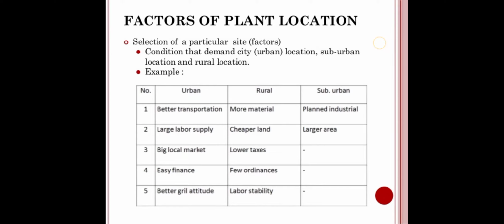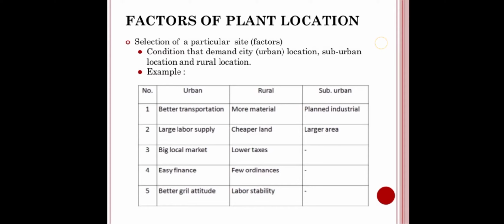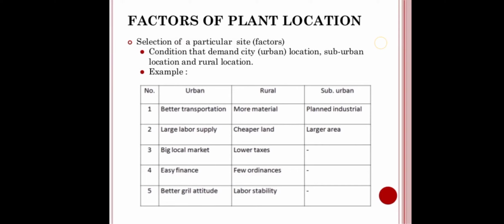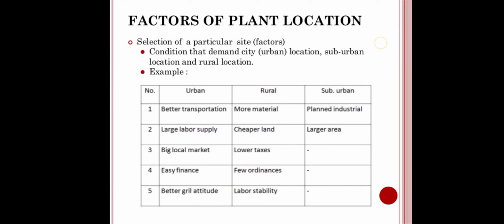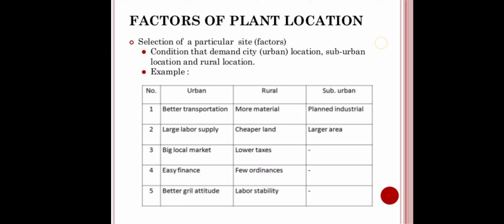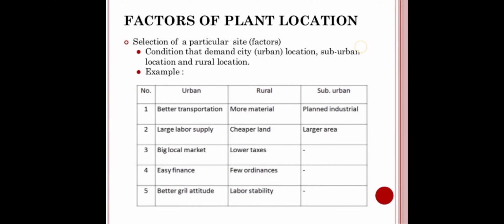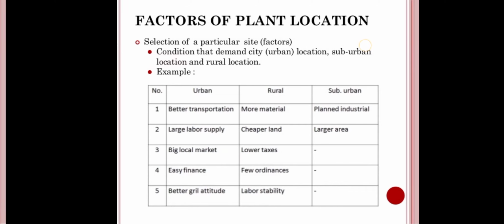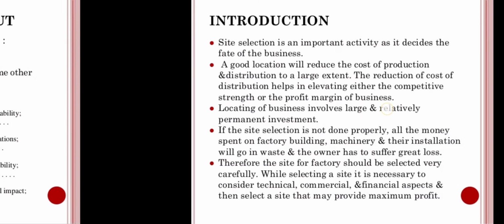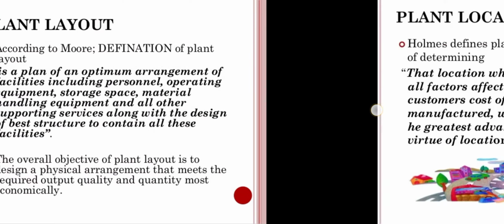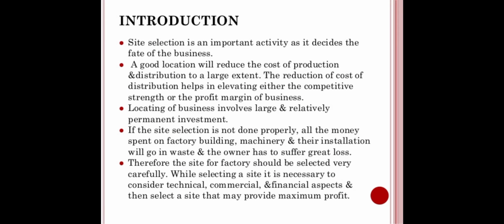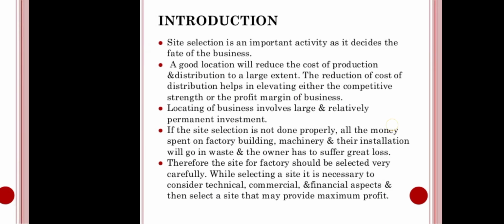But for plant site selection, there are some theoretical, qualitative as well as quantitative models. So first, the study of factors according to the need of the plant, of the product, particularly the product. So for selection of the plant location, the study of each factor in detail is very necessary.